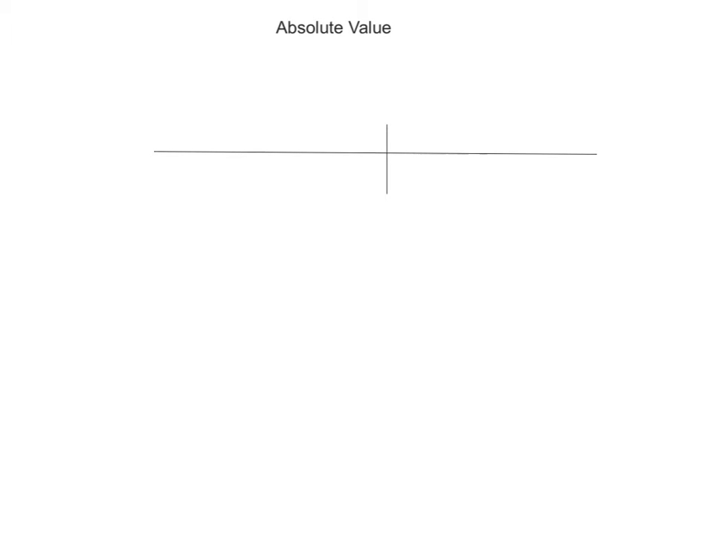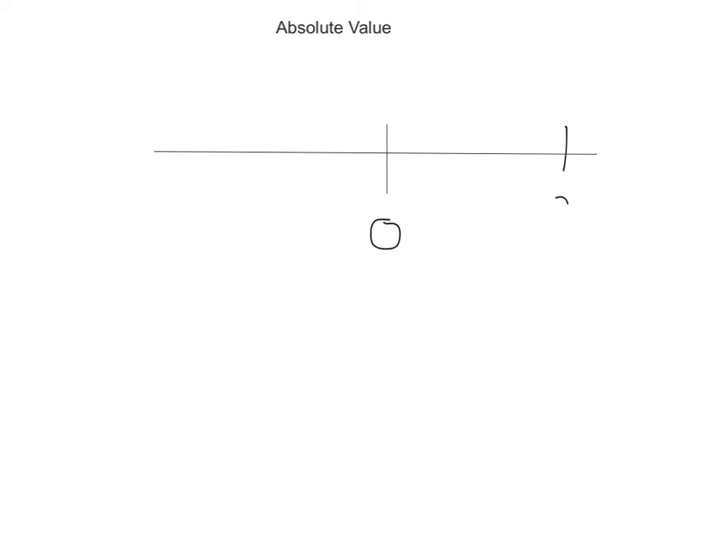Okay, this is a video about absolute value. Absolute value is the property of a number, and it, strictly speaking, defines that number's distance from 0. So here we have a number line, here is 0.